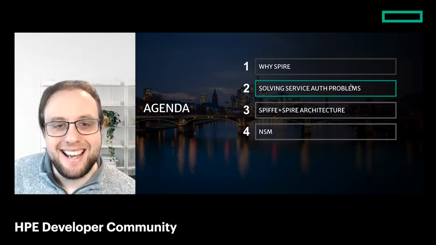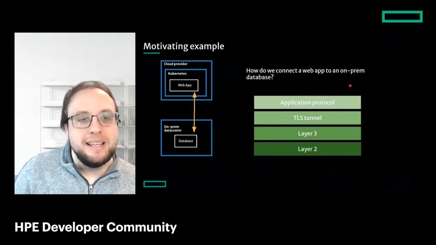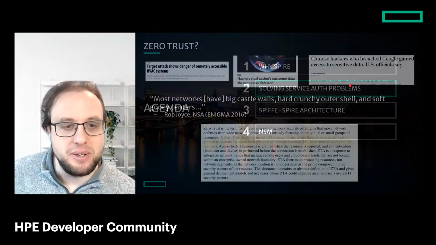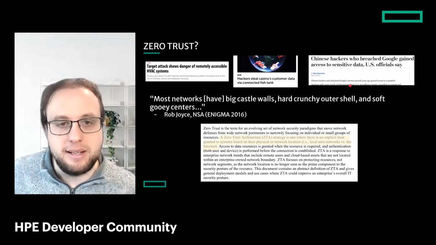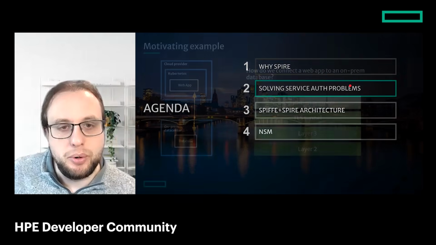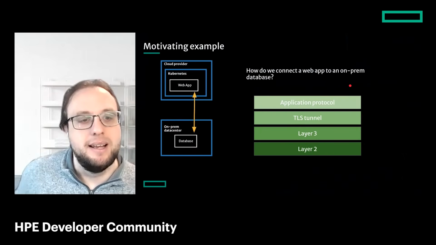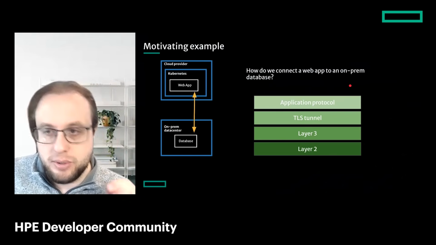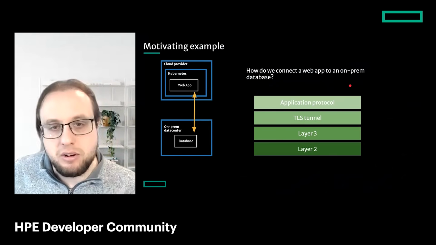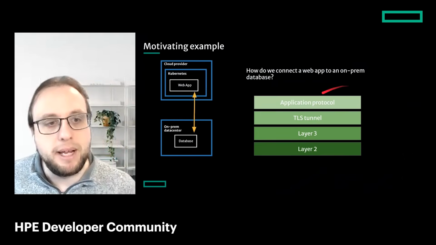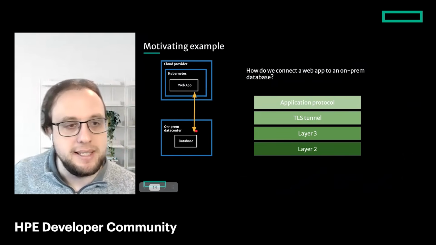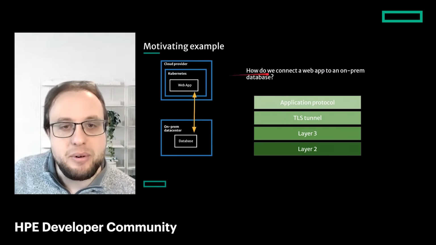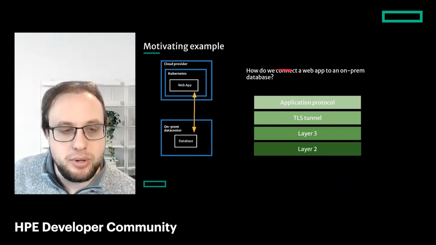Right. Thanks, Didier. Okay, so we just went through literally the official government definition of zero trust, and this is a little bit theoretical, but I like to stick to really specific, clear examples. So this is what I'm going to call the motivating example for what we're doing. There are many other different things you can do with SPIFFE and SPIRE, but it's good to stick to one concrete example. And this concrete example is, how do we connect a web app to an on-prem database?